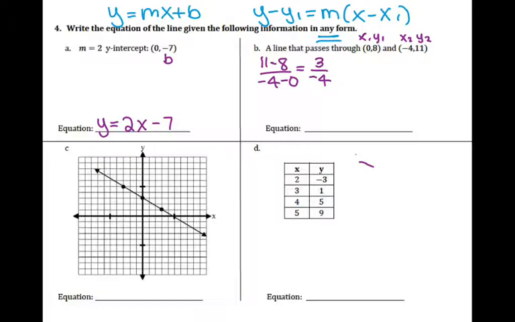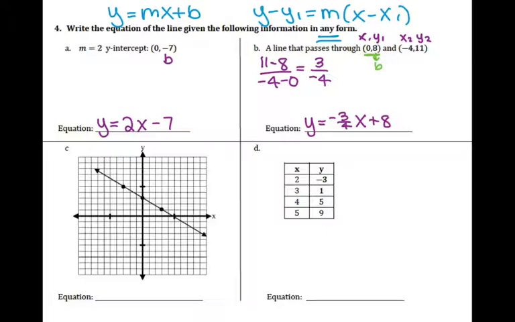Now, if I look at my points, I actually do have the y-intercept. I can tell that that point is the y-intercept because my x-coordinate is 0. So really, this 8 right here represents your b. So I can write this equation in slope-intercept form. I have y equals negative 3/4 x plus 8. Or, if you really want to, you can write it in point-slope form as well.